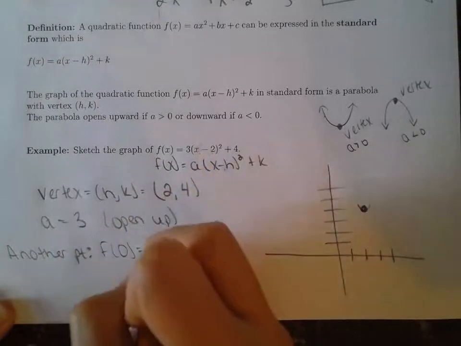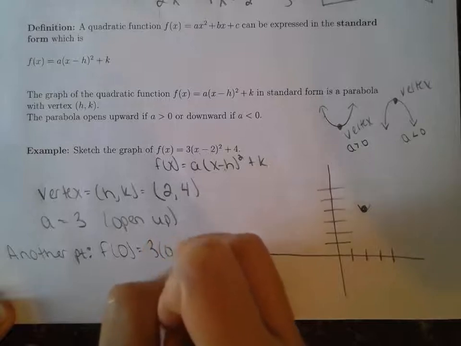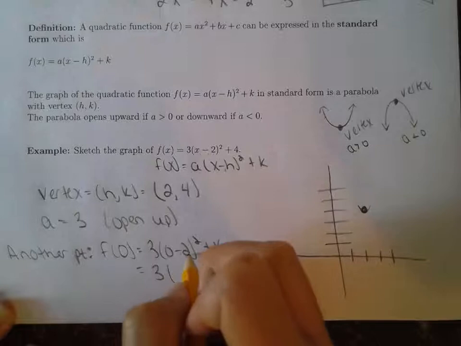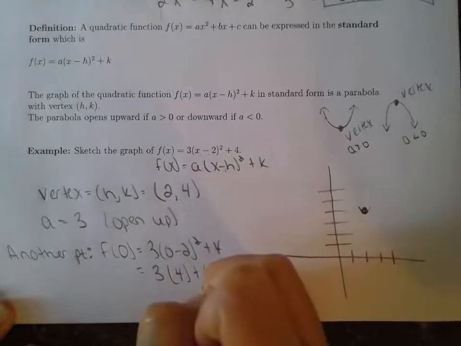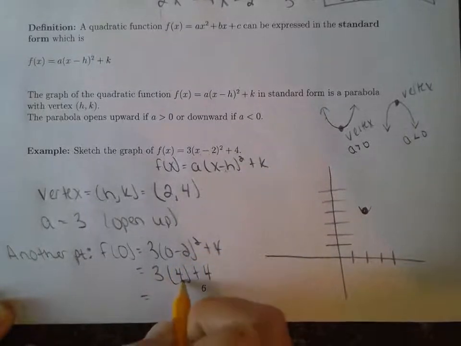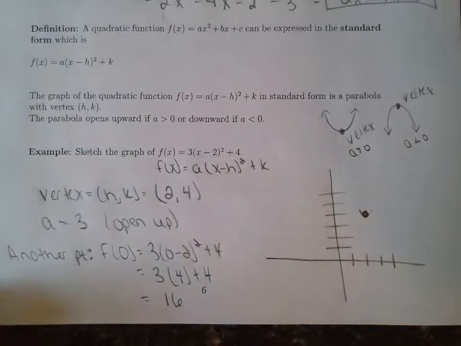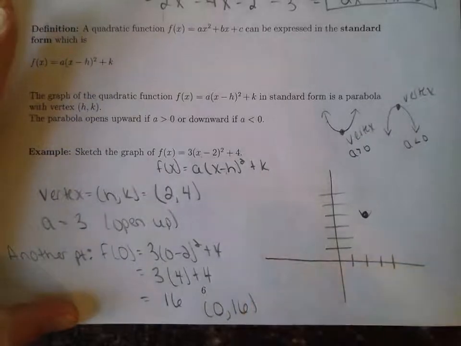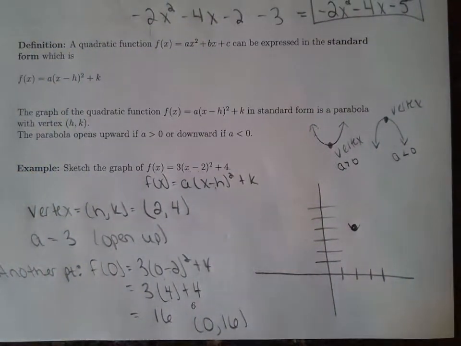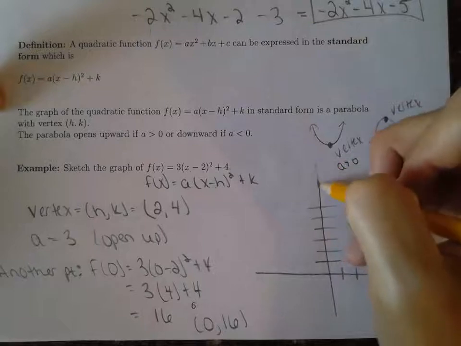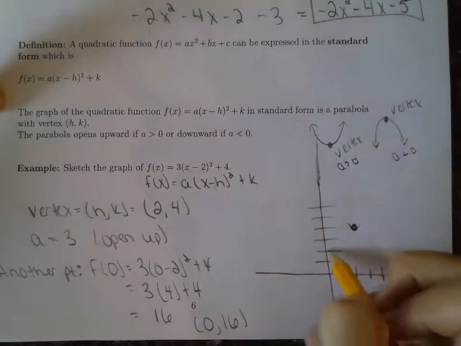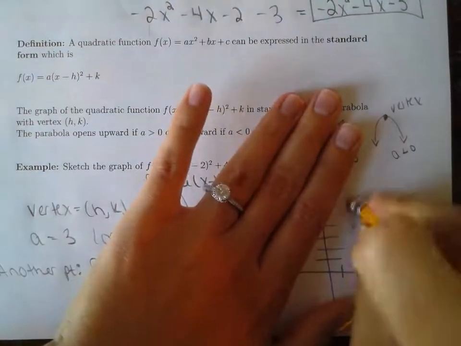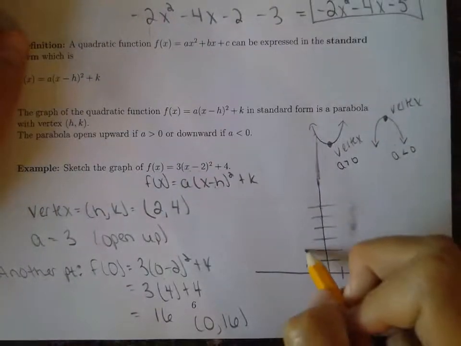I'm looking here. That's 3 times 0 minus 2 squared plus 4. That's 3 times, this is negative 2 squared, so that's 4, plus 4. So 12 plus 4 is what, 16? So from that information we have 0, 16. This is going to be very steep, which I didn't use enough room. Let's go ahead and change this to go up by 2s so we have a better picture.